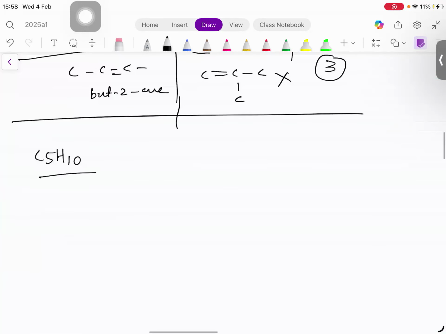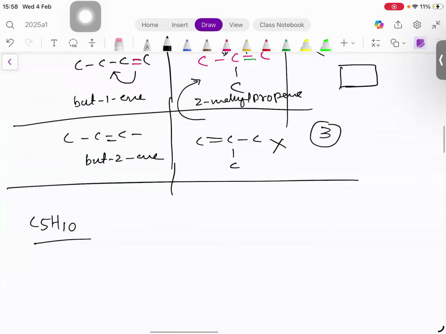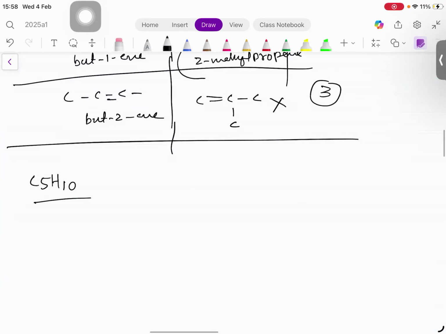Okay, let's make all the structural isomers, chain and position, for C5H10, which are alkenes only. So we'll omit the cycloalkane. What did the question give? Alkene only. First we have to draw 5 carbons in one chain.